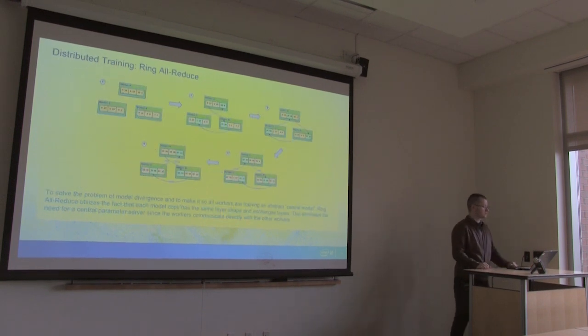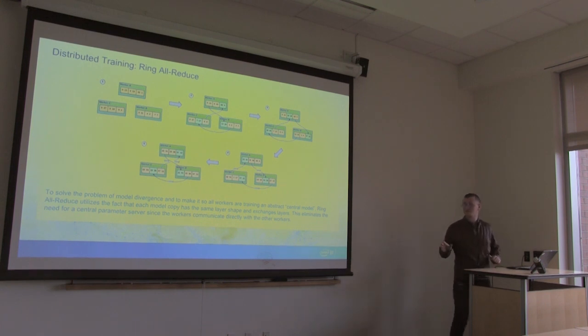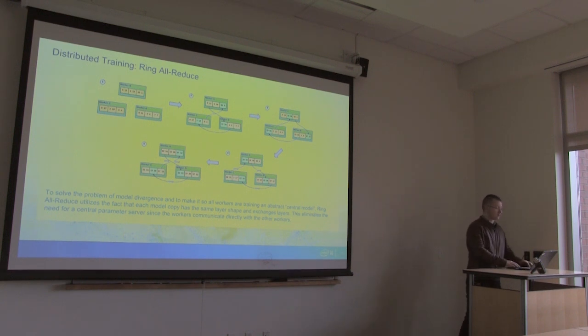Another one is Ring All Reduce, also by Horovod, where instead of having a parameter server, it utilizes the fact that each worker has the same model architecture, and that means that you can exchange the gradients between the workers themselves, reducing the need for a central parameter server. So they might exchange parts and continue training. That way there's a central model between them, but there's no parameter server. That reduces the time required and reduces the I/O cost.